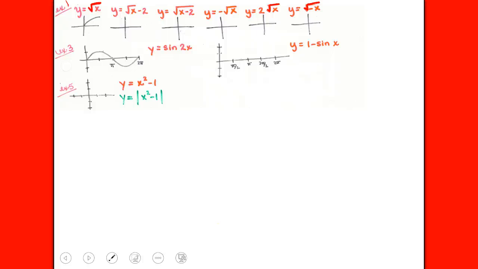look at the different transformations that would occur given these alternate equations, right? So we look at the first one and they give me y is equal to the square root of x minus 2.